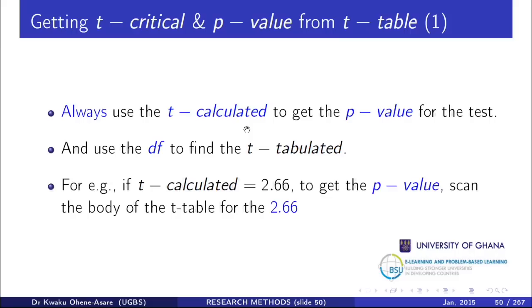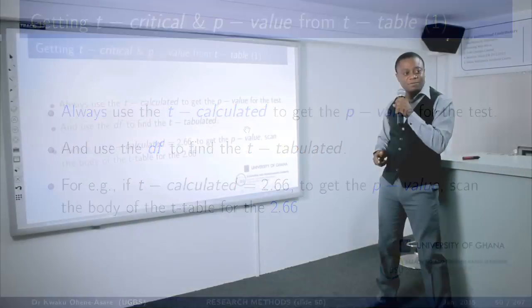Suppose I have calculated my t statistic, which we call the t calculated, and the value of the t calculated is 2.66. But I want to find the p-value using this 2.66, which is my t statistic. How do I get the p-value using that? Because the question says use the t calculated to find the p-value. This is my t calculated, 2.66. How do I use this one to find the p-value?